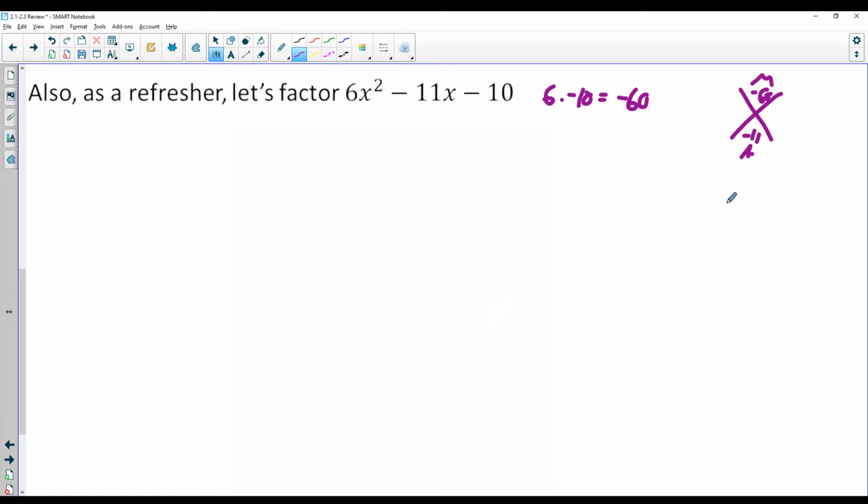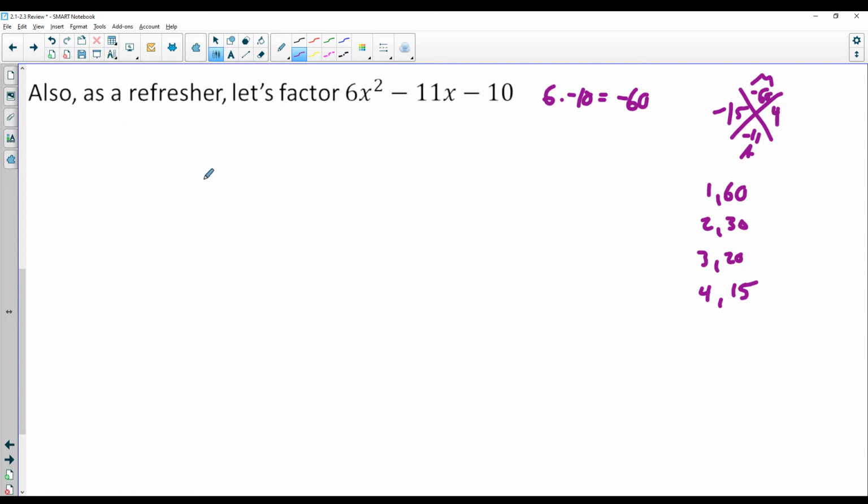Sometimes I find just listing the multiples helpful. So if I do 1 and 60, that's not going to get us there. 2 and 30, 3 and 20, 4 and 15. 4 and 15 looks like it does it for us, right? If we do a negative 15 and a positive 4, right?